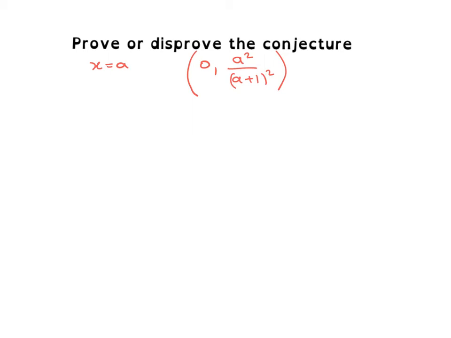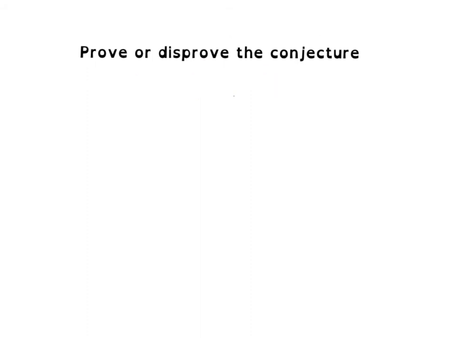Let's prove it. Now, prove or disprove the conjecture. So pretty much what we're going to do is go a few steps back and see what is actually needed to prove or disprove this conjecture. I'm just going to write here on the side what our conjecture is. When x is equal to a, we're talking about the y-intercept. So x is 0 and the y-intercept is going to be a to the power of 2 over (a plus 1), and everything to the power of 2. This is what we have to prove.